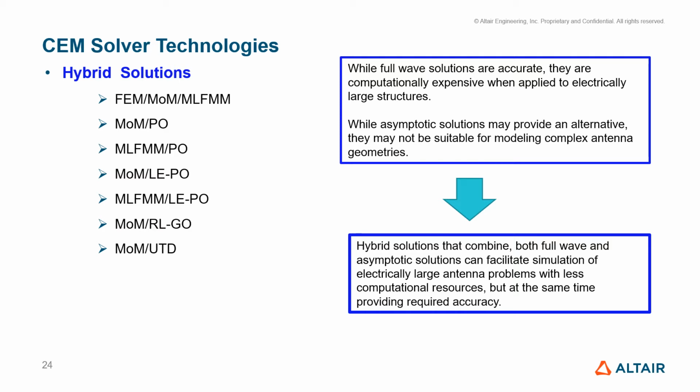So while we can apply full wave solutions for all problems because they're accurate, they can be computationally very expensive when applied to electrically large structures. So that's where we may need to apply asymptotic solutions as an alternative, but asymptotic solutions may not be valid for complex antenna geometries. So that's where the hybrid solutions that combine both full wave solutions and asymptotic solutions can facilitate the simulation of electrically large antenna problems with less computational resources, at the same time providing the accuracy needed.